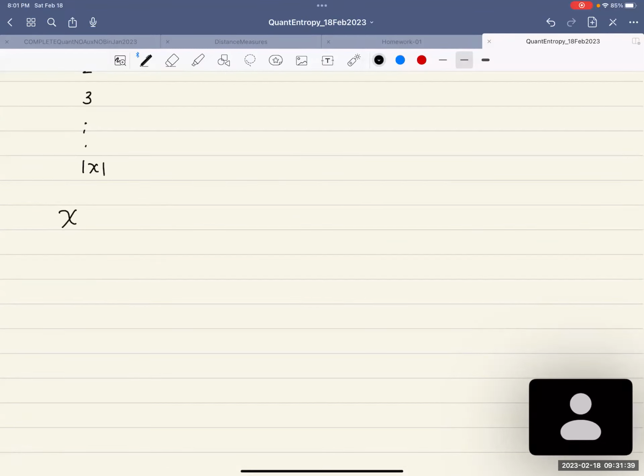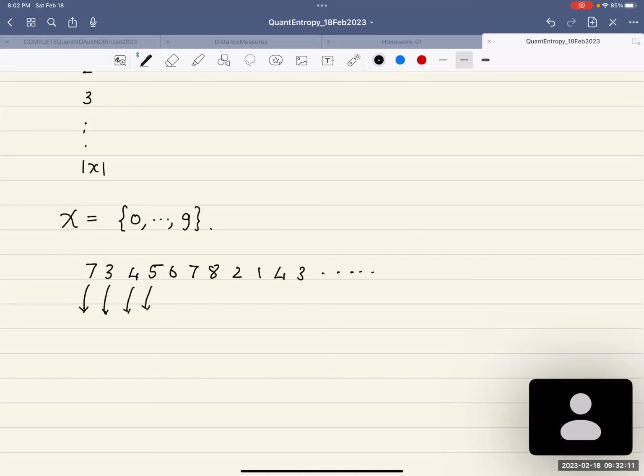Observe that you are seeing a sequence of symbols. So let's take, for example, X equal to 0 to 9. You're observing some sequence of symbols and so on. Suppose you are going to do one letter coding. What you will do is assign some bit stream to 7, some bit stream to 3, to 4, to 5, and you keep doing this. And this bit stream goes to the other side.